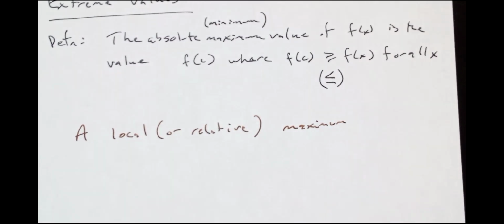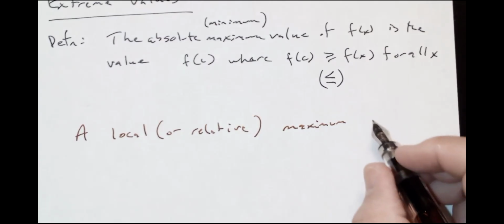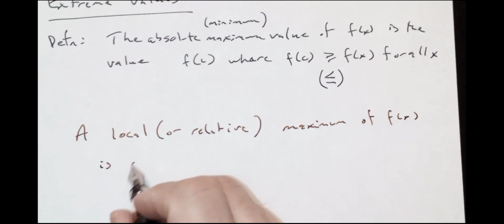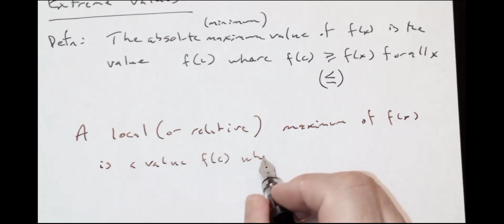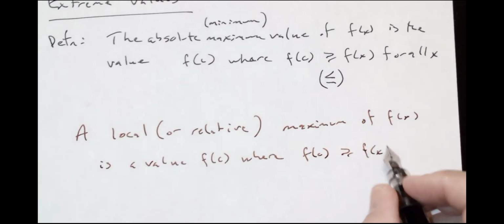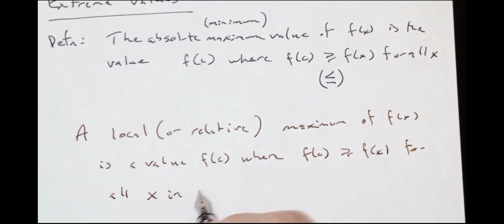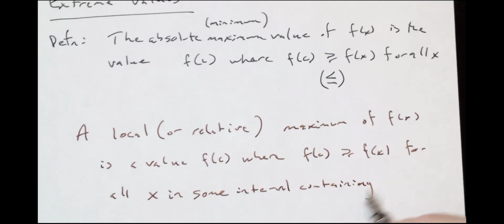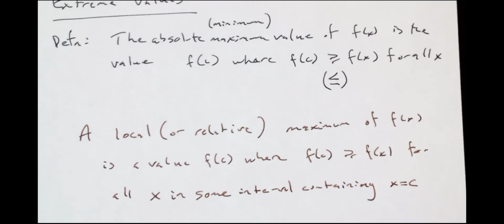A local or relative maximum occurs at a point inside some interval. The interval is our local neighborhood. So a relative maximum occurs if I say, all right, chop away everything except this little interval around that point. And yes, that's still the highest point in that interval.